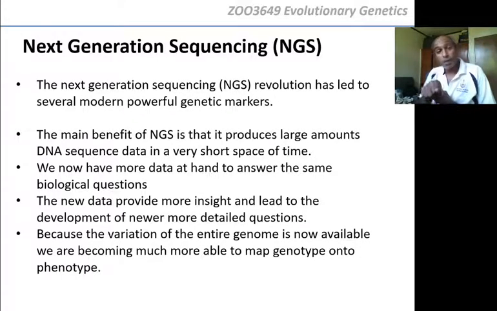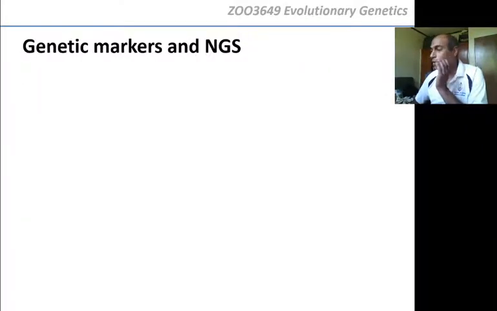So, knowing the entire genotype, that means now with NGS we know not just the genotype of one locus or another, we know the entire genotype, the whole genome. And we are able now better to map that onto phenotype. And by doing that, we become much more aware of what is environmentally driving phenotypic change. So huge progress thanks to NGS.